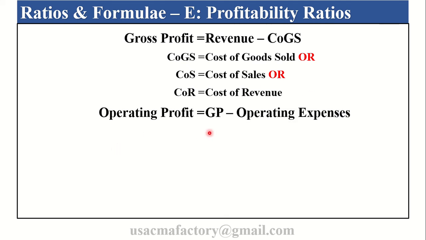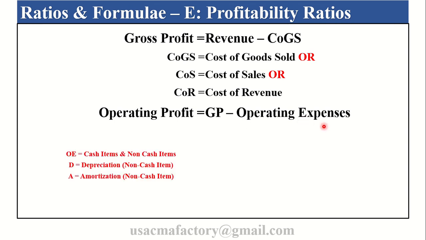Operating profit is equal to gross profit minus operating expenses. Operating expenses consist of two categories: cash items and non-cash items. Depreciation and amortization are examples of non-cash items; salaries, rents, etc. are examples of cash items.